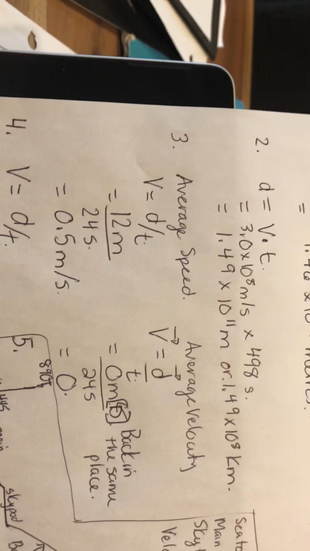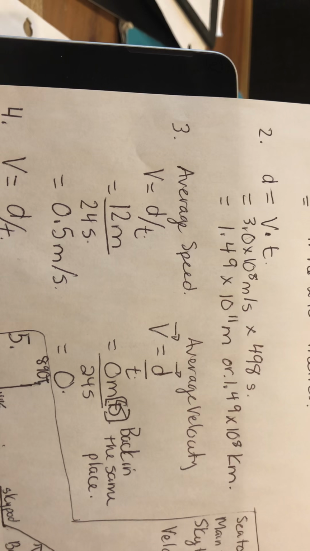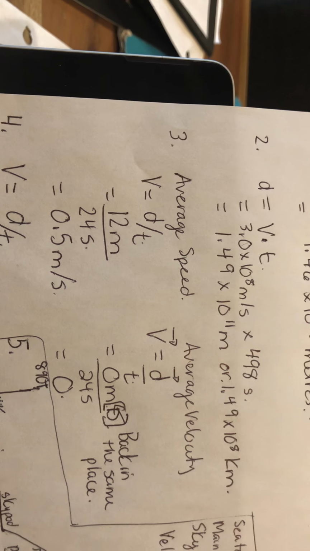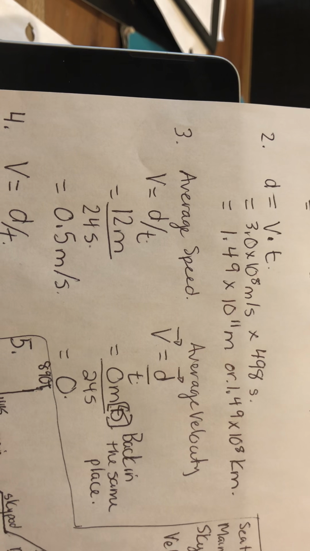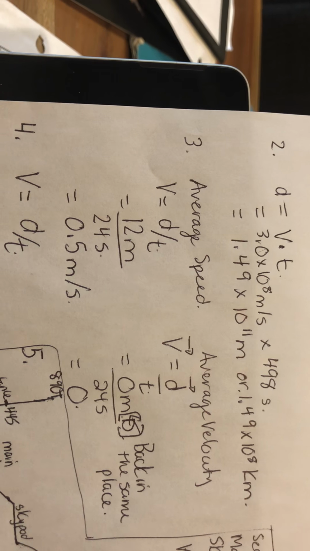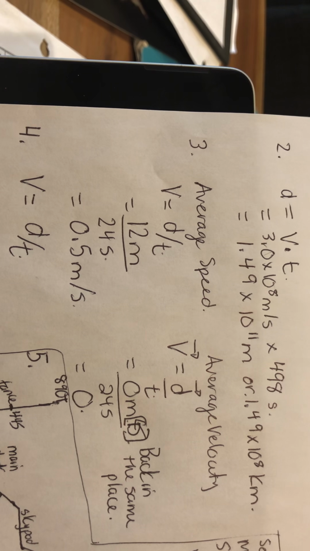Now, theoretically, we know the velocity is equal to displacement over time. Since he went back to his starting point, the displacement would actually be 0. So if you divide 0 by 24, then you shouldn't technically have a velocity.